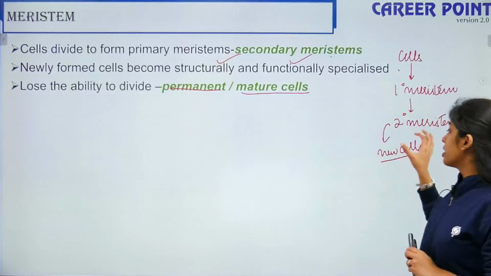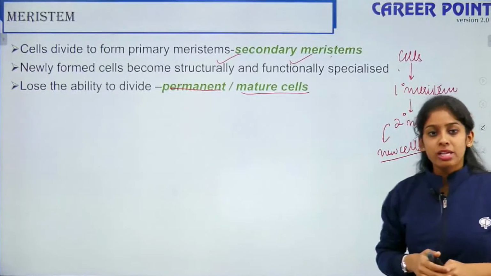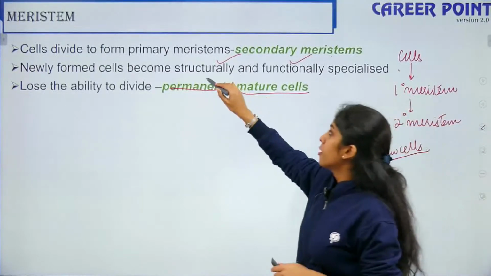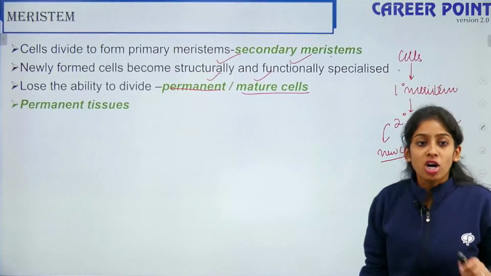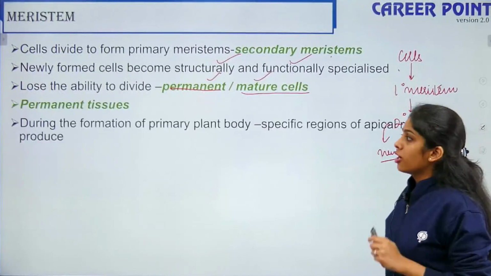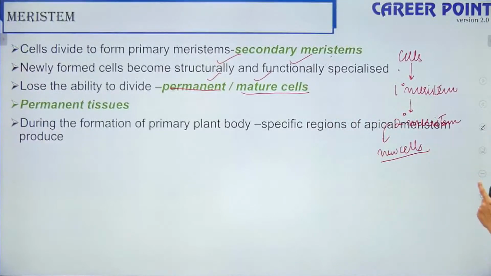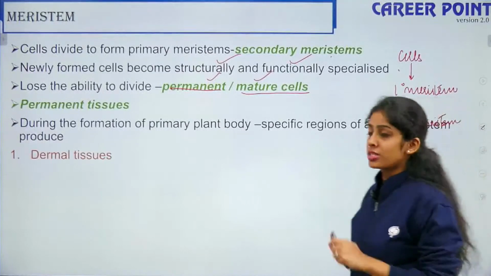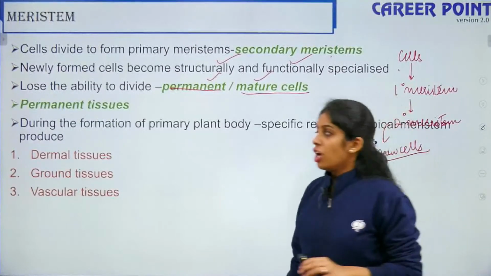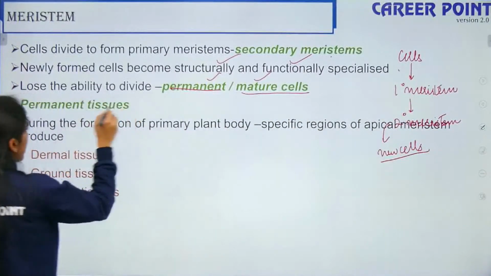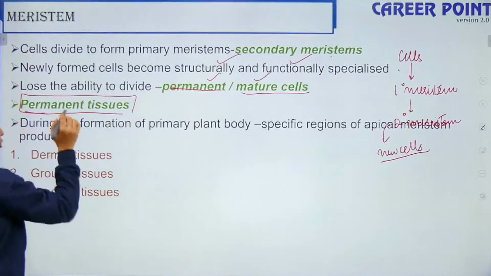So when it takes up a particular, specialized responsibility, and when they lose the ability to divide, it is called permanent or mature cells. Alright. So permanent or mature cells, they do not divide. Now, we are going to talk about the permanent tissue. So, during the formation of primary plant body, specific regions of apical meristems produce dermal tissues, ground tissues and vascular tissues. Okay, so permanent tissue is another type of tissue which does not divide. So, we'll be talking about permanent tissues shortly.